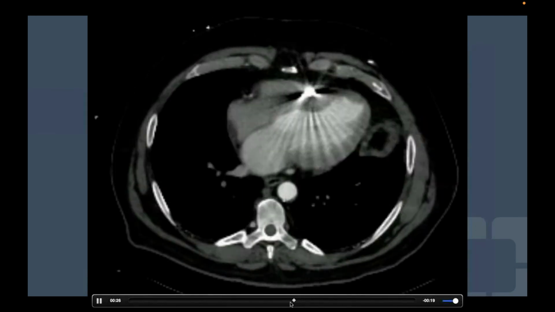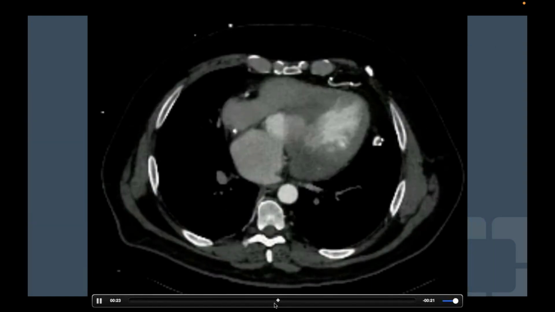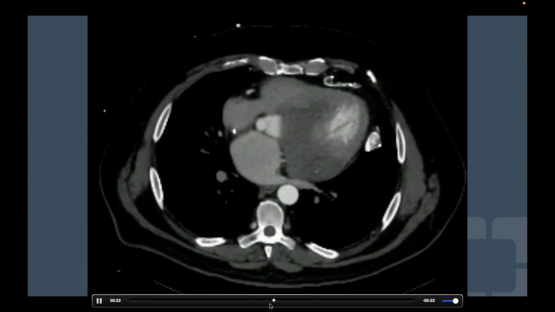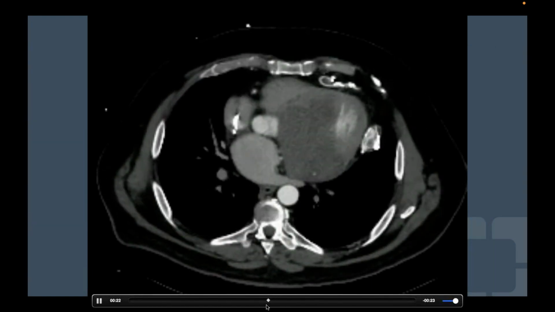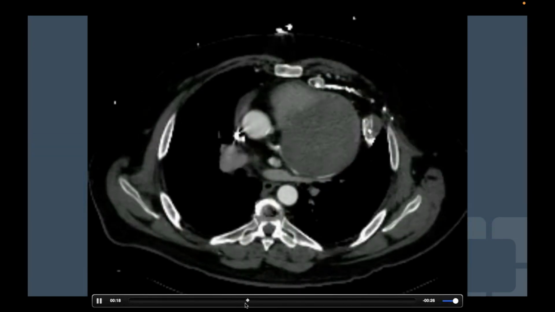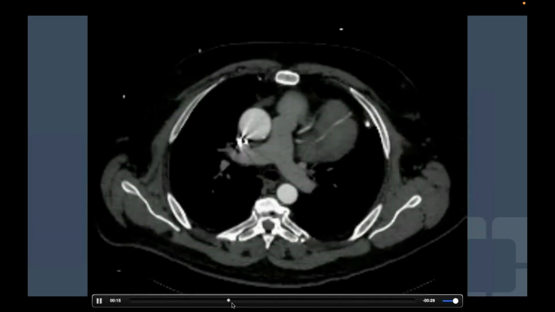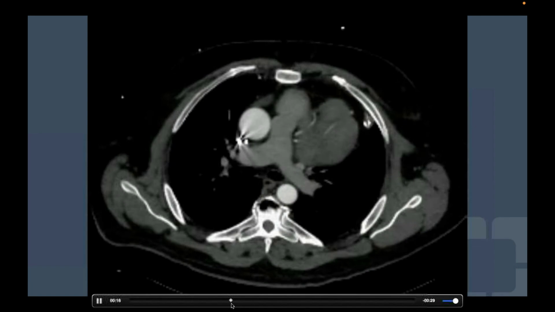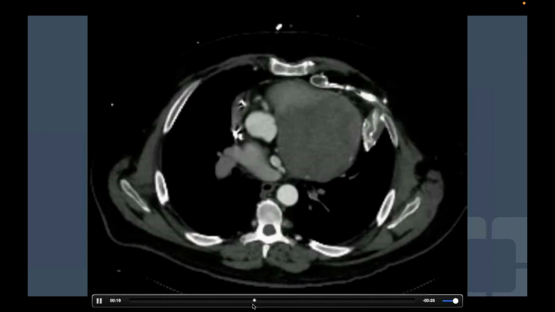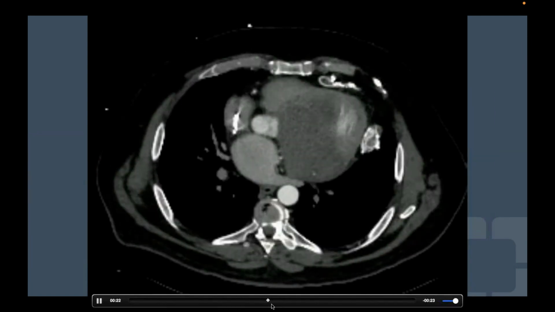So going up, and there you see the leads, and yes, definitely there's a differential there in the density, lower density, and there's what appears to be a large mass. What's very interesting here too is that it gives the impression, right about there, like the coronaries are being encased.